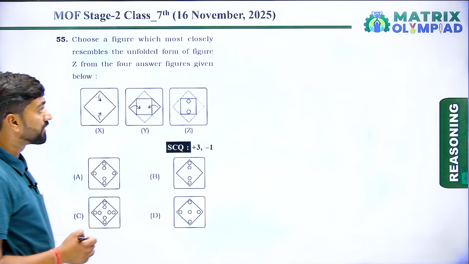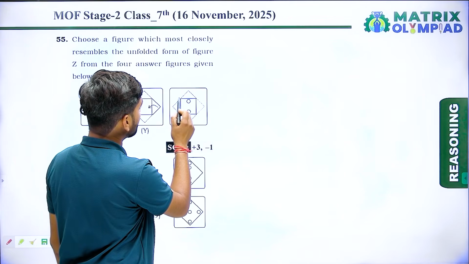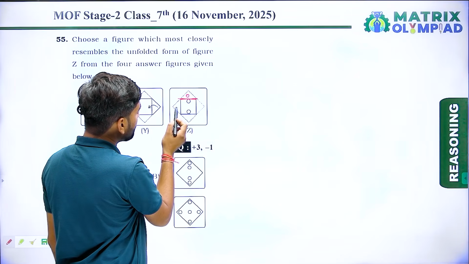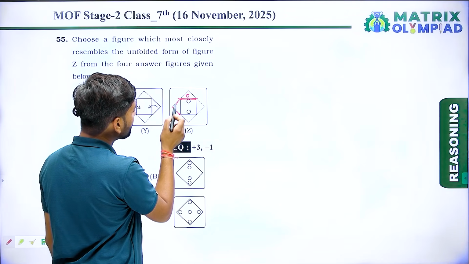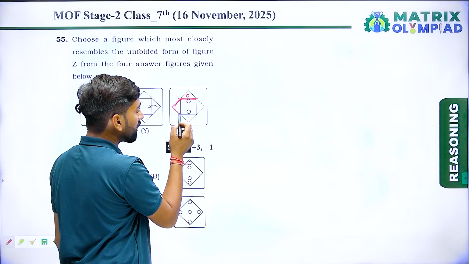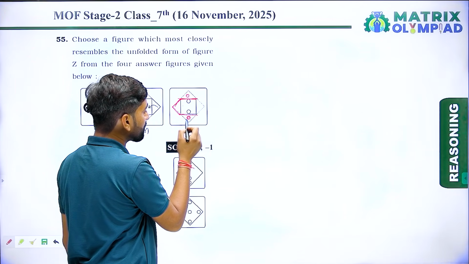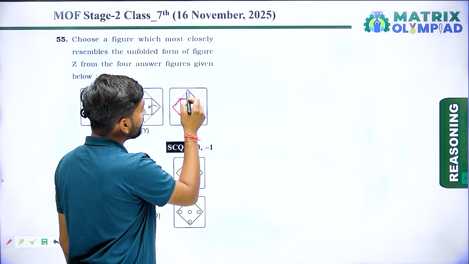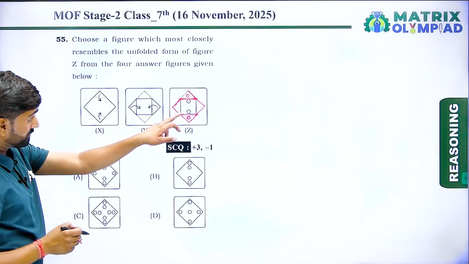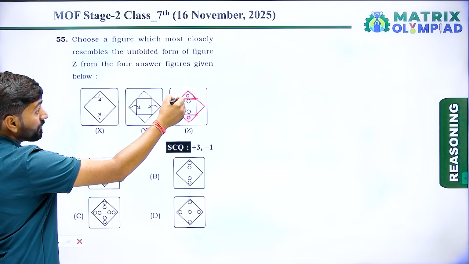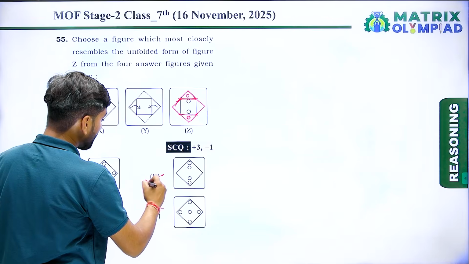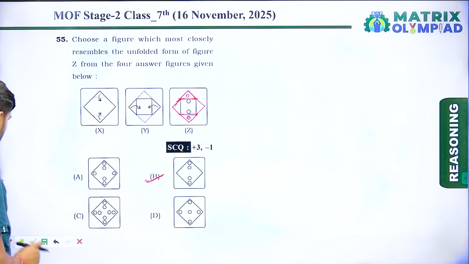If we unfold the paper along the given axis, the mirror image of this part will look like this, and if we unfold this part, it will remain the same because there is nothing. And if we unfold this part along this axis, it will look like this, and this part will look exactly the same because there is nothing. If we check the options, we get option B is the right answer to the given question.